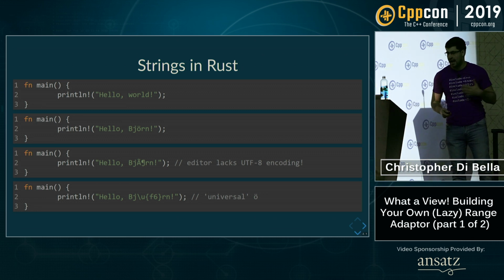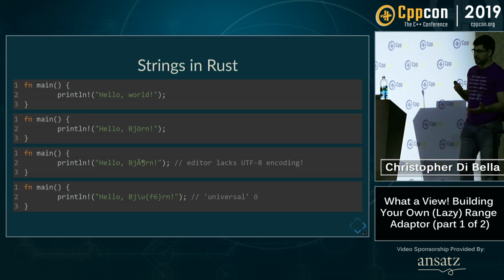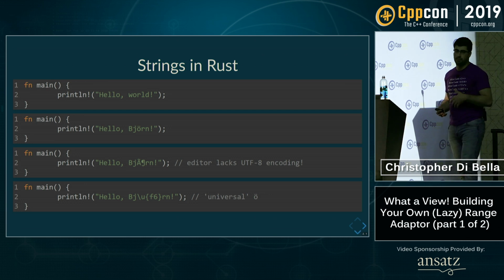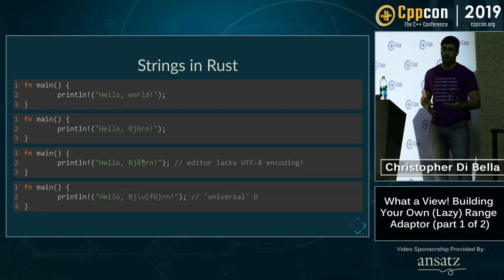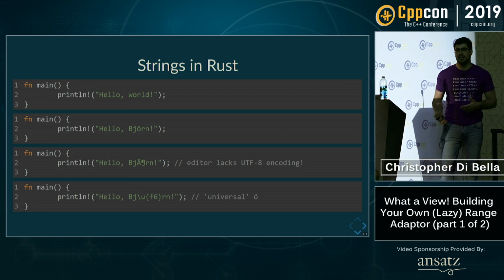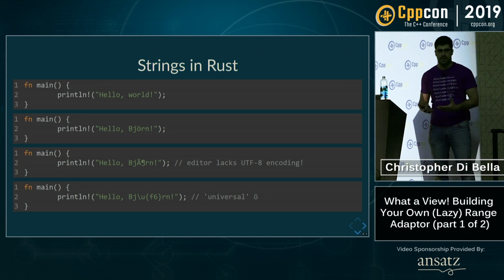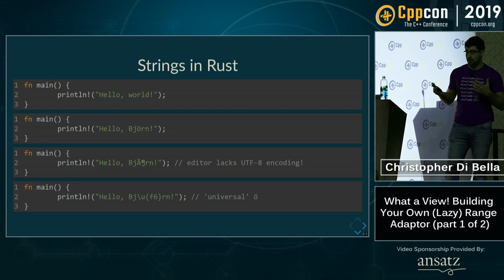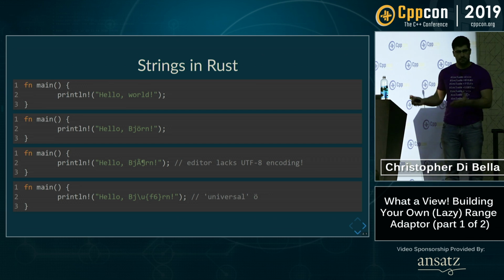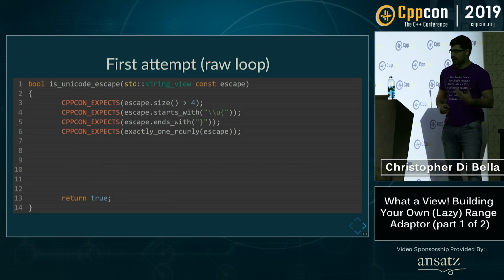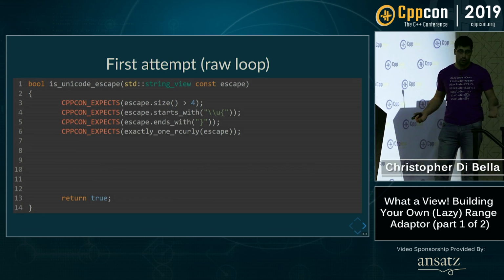Rust string literals, and we do that by using \u, and then in braces we are allowed to have between 1 and 6 hexadecimal digits. And we're going to implement a short parser for Unicode characters in C++ using ranges. So the first way we might try it is using a raw loop.